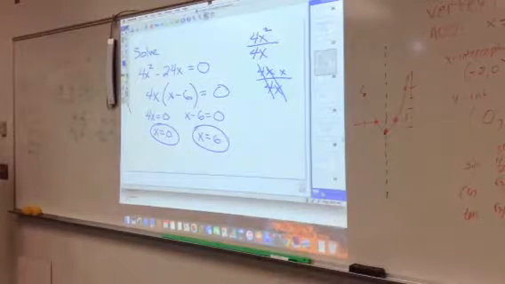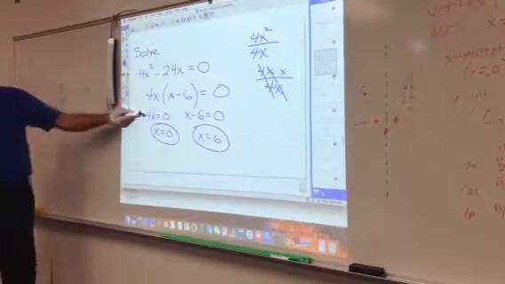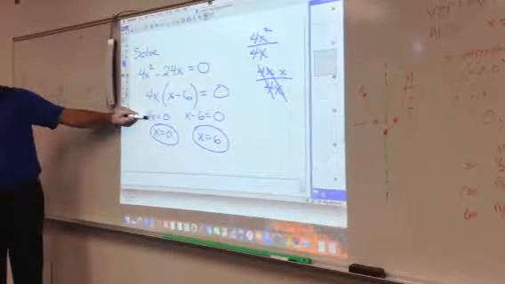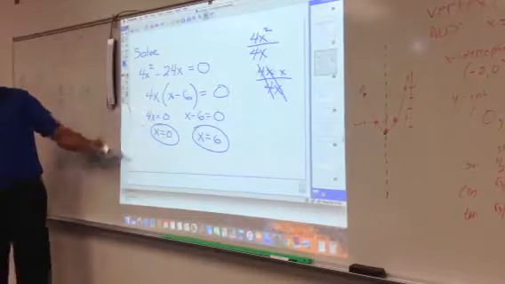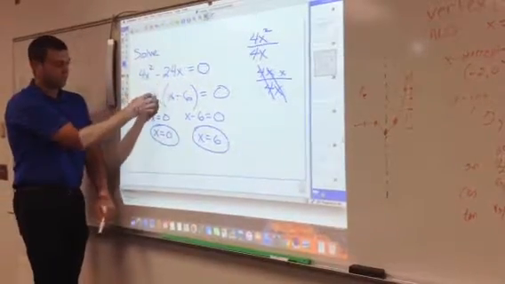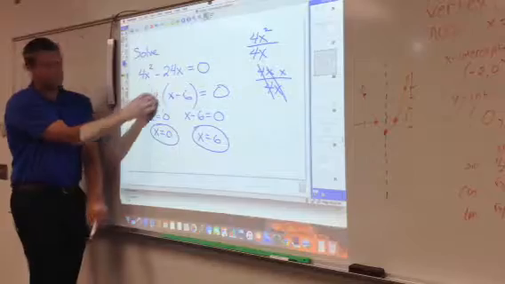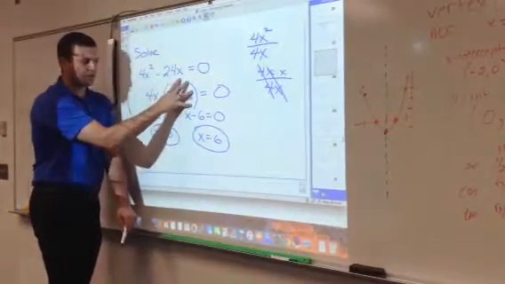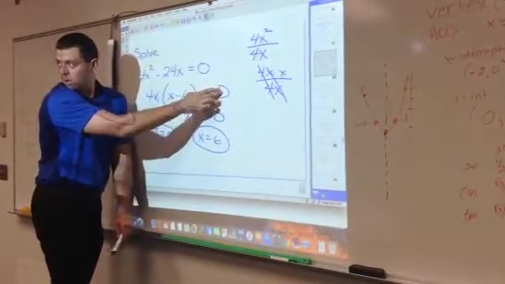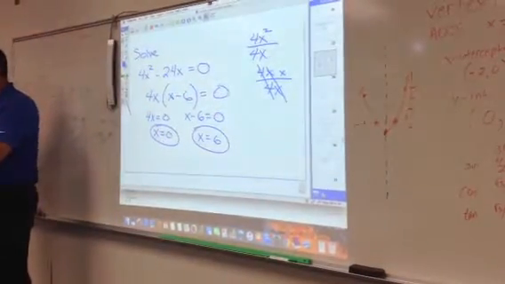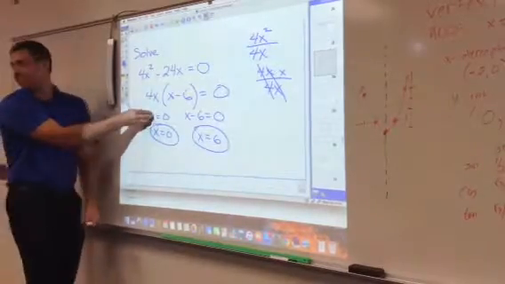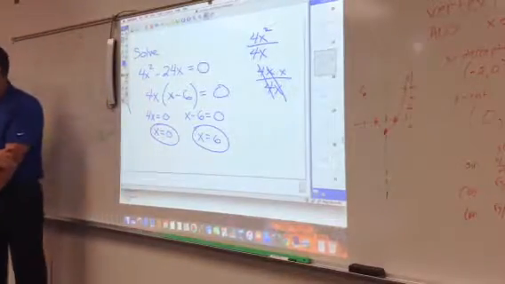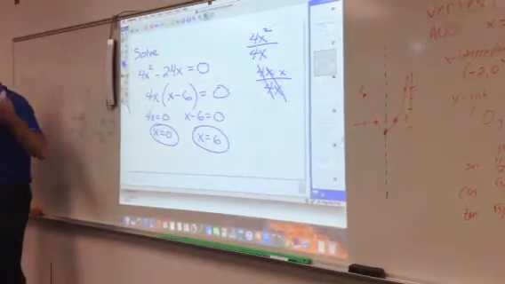Go back to the last step and say exactly what you did, because I couldn't see what you were doing. So to go from here to here, I just set each factor equal to 0. So 4x is a factor, x minus 6 is a factor. This factor times this factor equals 0. Well, the only way that two things multiply together to make 0 is if the first factor equals 0, or the next factor equals 0. So I set them both equal to 0 because I don't know which one it is.